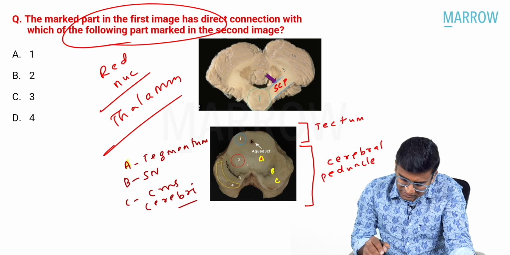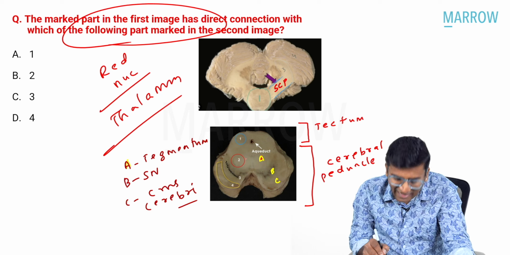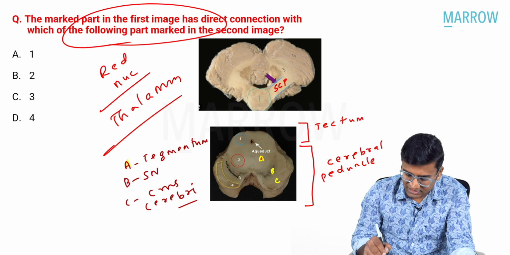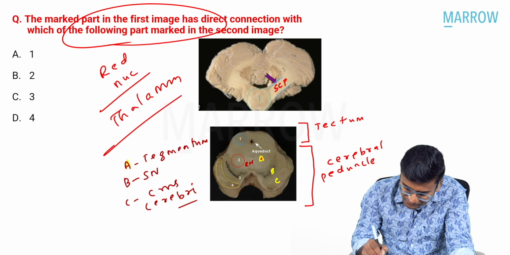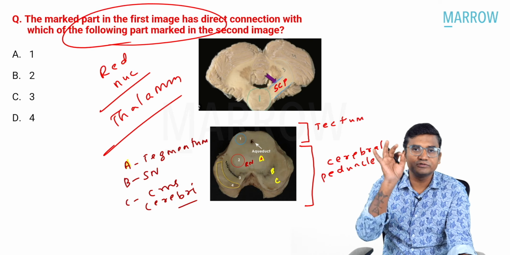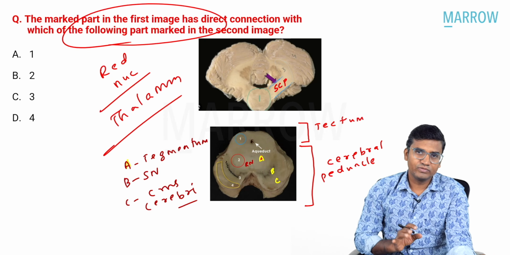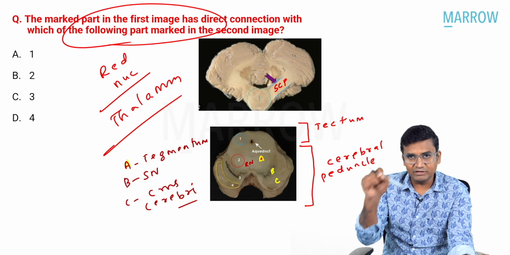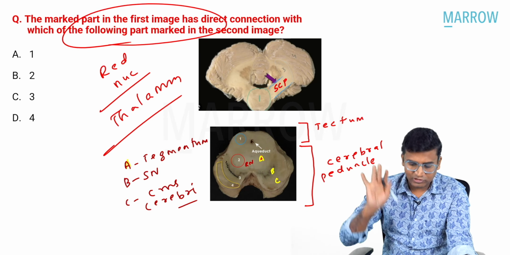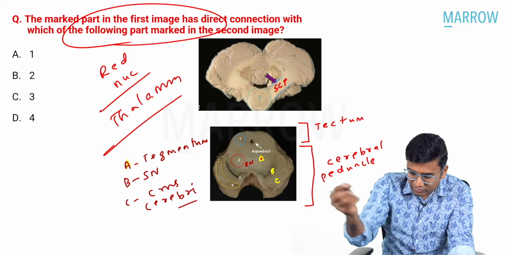Now, in the tegmentum of midbrain, you see one highly vascular structure, that is our red nucleus. Red nucleus is seen in midbrain at the level of superior colliculus. Don't forget this. This itself is a worthy question to ask. So, number 2, in the tegmentum of midbrain at the level of superior colliculus.